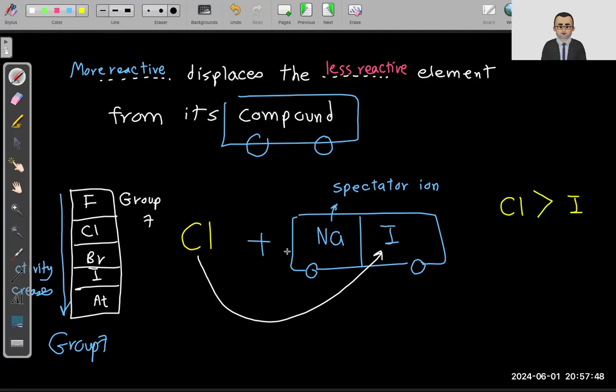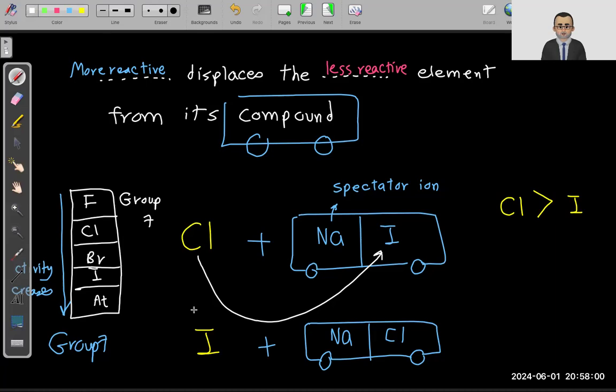It is able to do this reaction. If you try to reverse it, it will not be able to do it. So if the chlorine was the one sitting in the car with the sodium and the iodine tries to kick it out, it will not be able to do it. Why? Because iodine is weaker. It's less reactive. So what will happen here? You will say it's a no reaction.